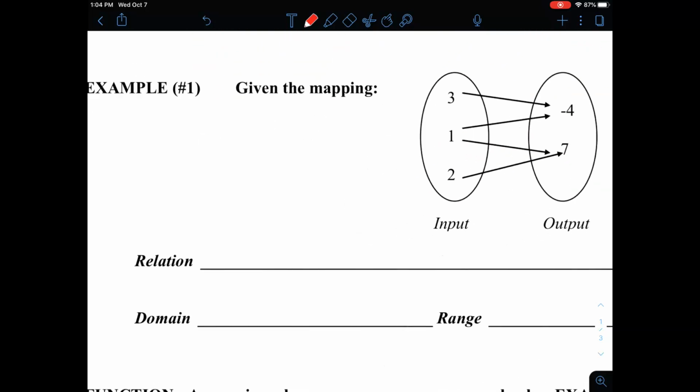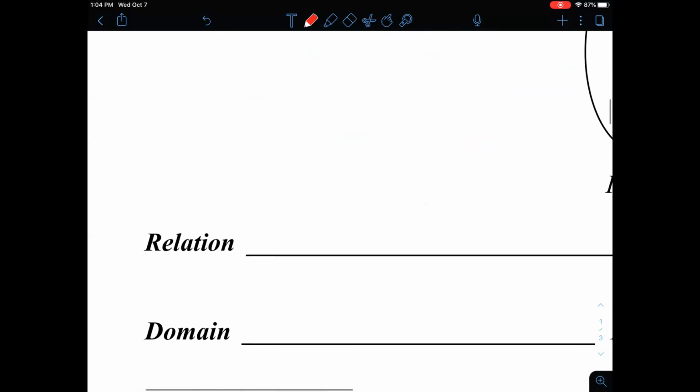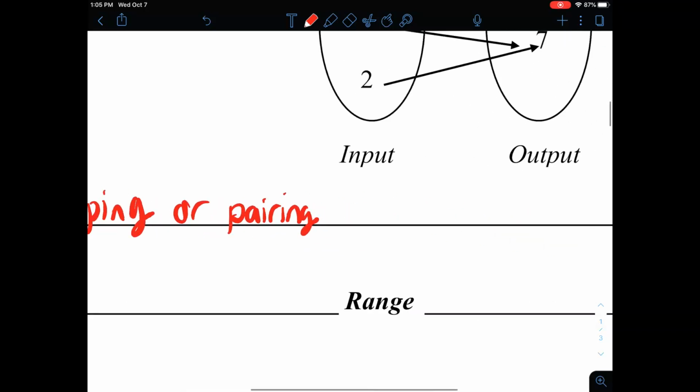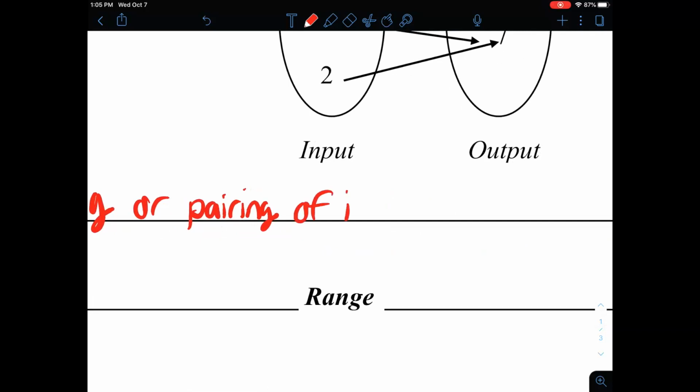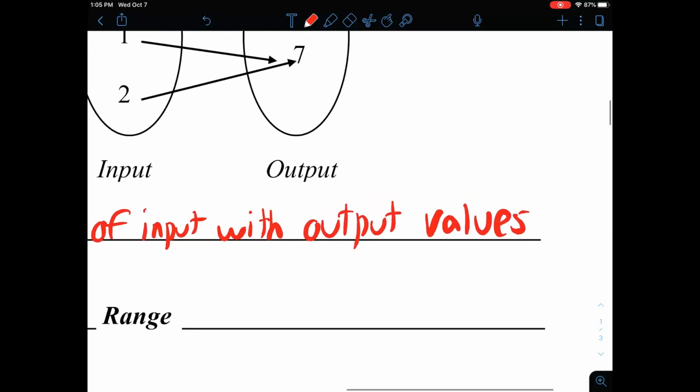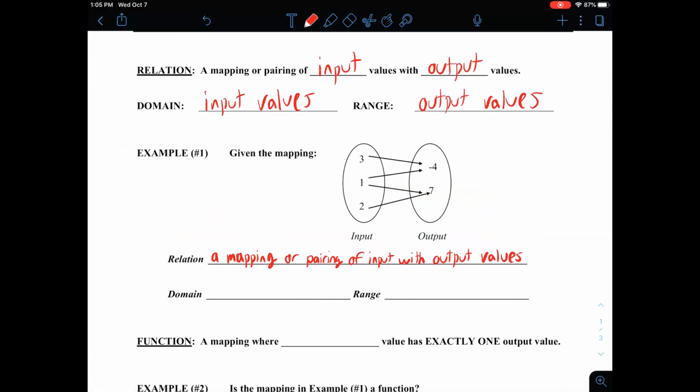So a relation, I'm going to zoom in a little bit so I can write this here, is a mapping or pairing of input with output values. Zoom out so you guys can read that and write that down. A mapping or pairing of input values with output values. Okay? Domain is the input values, range is the output values.